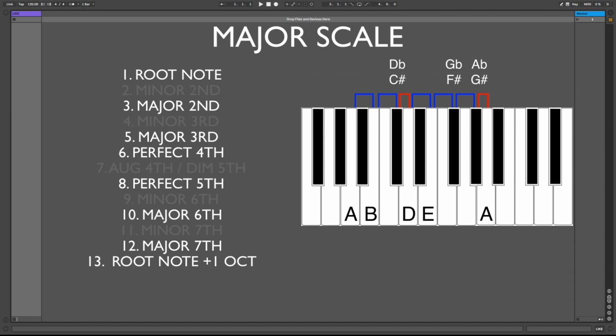Now we could take this exact distance between the notes starting from the root, apply it to any other note on the keyboard in Western music, and we would be playing the major scale of that note. So if we started this formula in, let's say, the note C, we would be playing the C major scale. If we started in the note F, we would be playing the F major scale. In the note A, the A major scale.